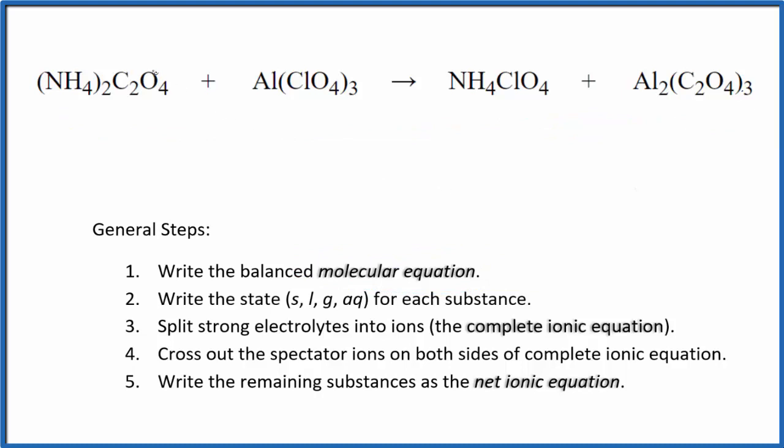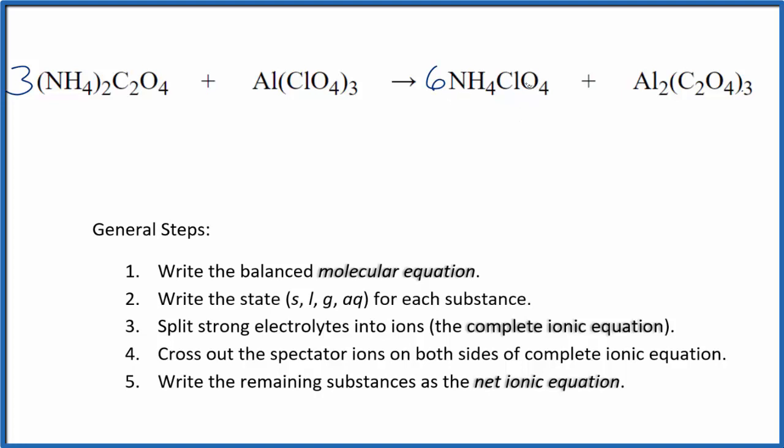As I look at it, I can see that I have an oxalate ion here, and then I have three of them over here. So I'm going to balance that first because that's going to be a fairly large number. If I put a 3 in front of my ammonium oxalate, I have 3 oxalates. Those are balanced. But now I have 2 ammonium ions times 3, 6. I'm going to put a 6 in front of the ammonium perchlorate. The ammonium ions are balanced.